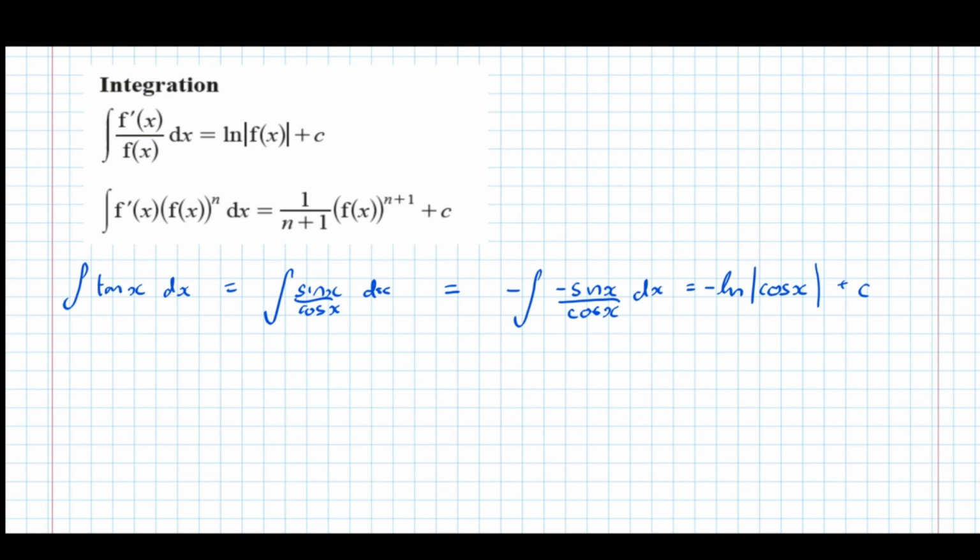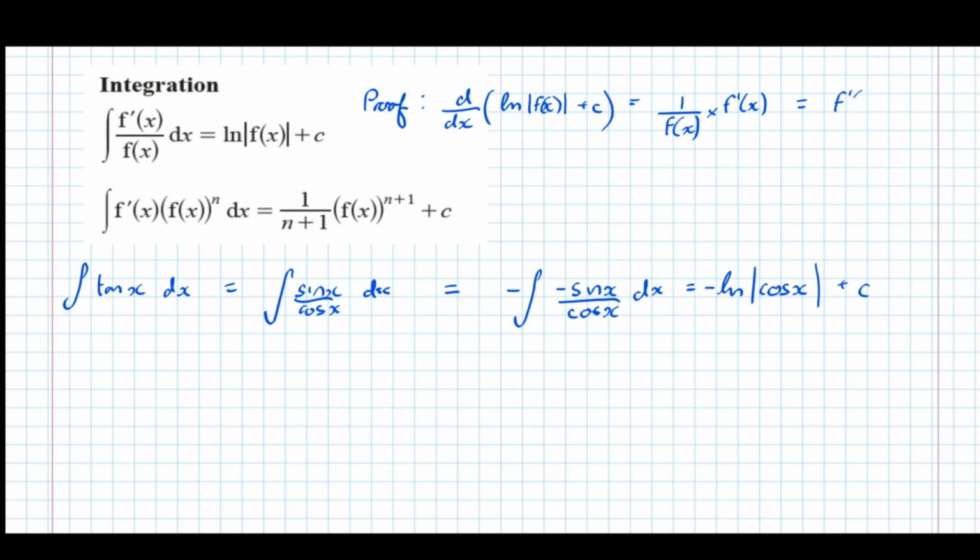So let's prove this first formula now. So the proof of it: if I differentiate the right hand side, so let's differentiate log mod f of x plus c. If we differentiate log, we get 1 over f of x, but we use the chain rule, times by the differential of what's in the bracket, f dash x, and then the plus c disappears because differentiating a constant gives 0.